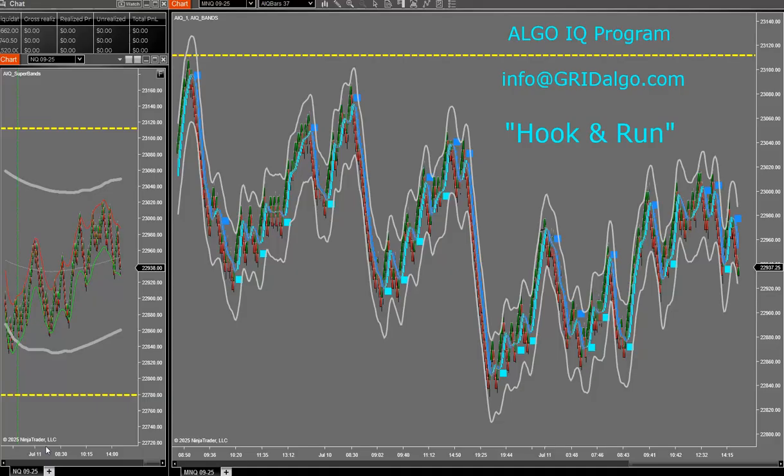So I'm going to go over a setup that I like to trade that I call hook and run. And the new AIQ bands, one of the reasons I wanted to build them, I had a feeling this would do a better job than the prior indicator I was using. Some traders do this using the fast bands from the new and greatly, I guess you could say, next evolution or version of what we call the super bands.